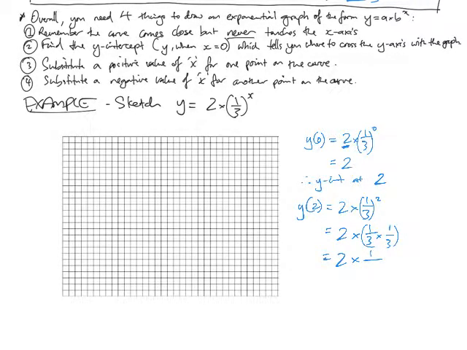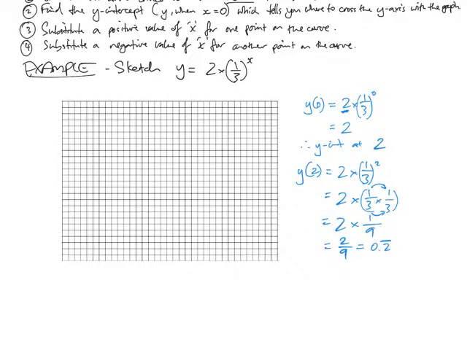So the way you times out fractions is the top line times by the top line, bottom times by the bottom. 3 times by 3, 9. So it's going to be 2/9. What decimal is that? 2 divided by 9. 0.2 recurring.